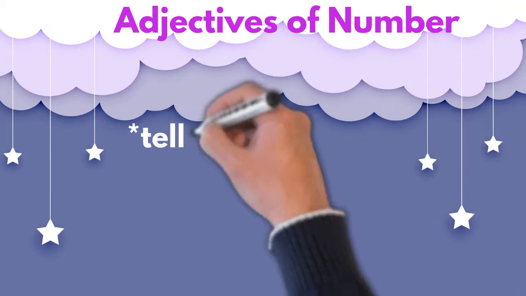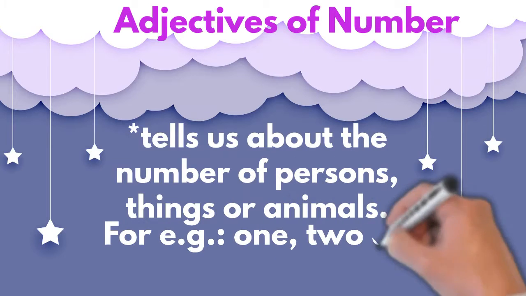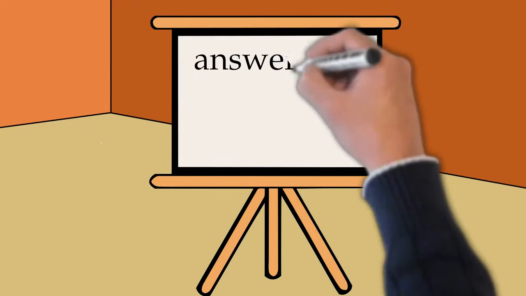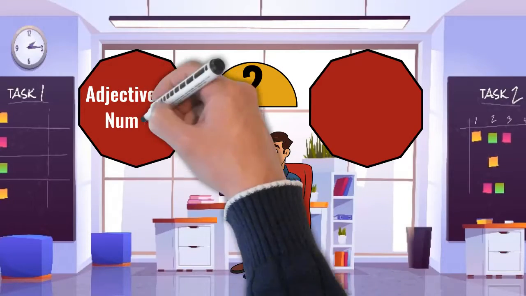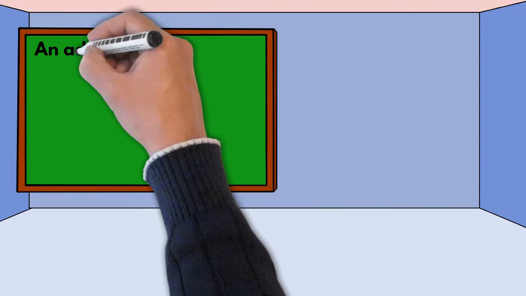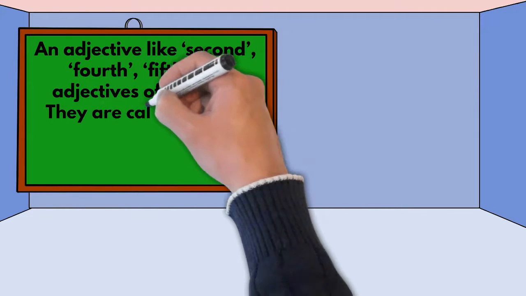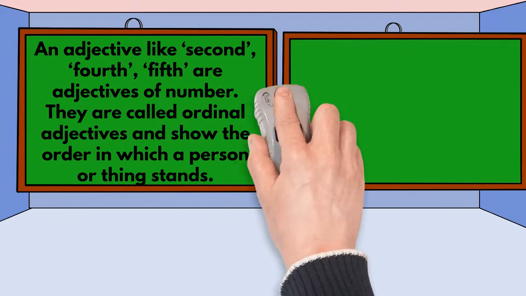So, an adjective of number is an adjective that tells us about the number of persons, things, or animals. For example, 1, 2, and many. It answers the question, how many? You may wonder what is the difference between adjectives of number and adjectives of quantity. An adjective like second, fourth, fifth are adjectives of number. They are called ordinal adjectives and show the order in which a person or thing stands.